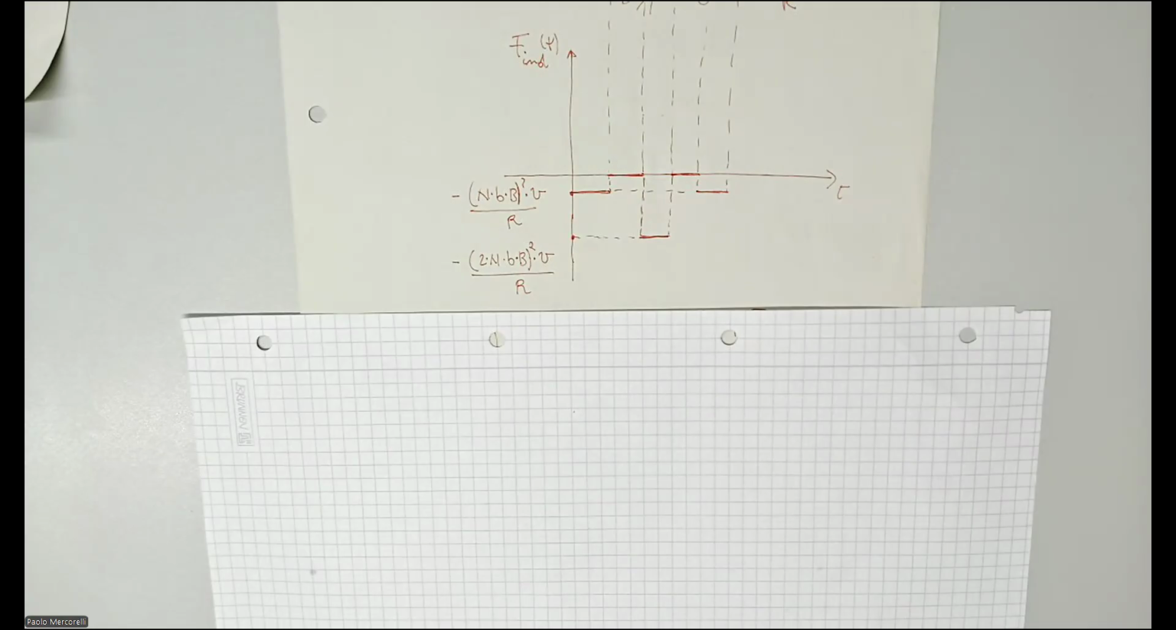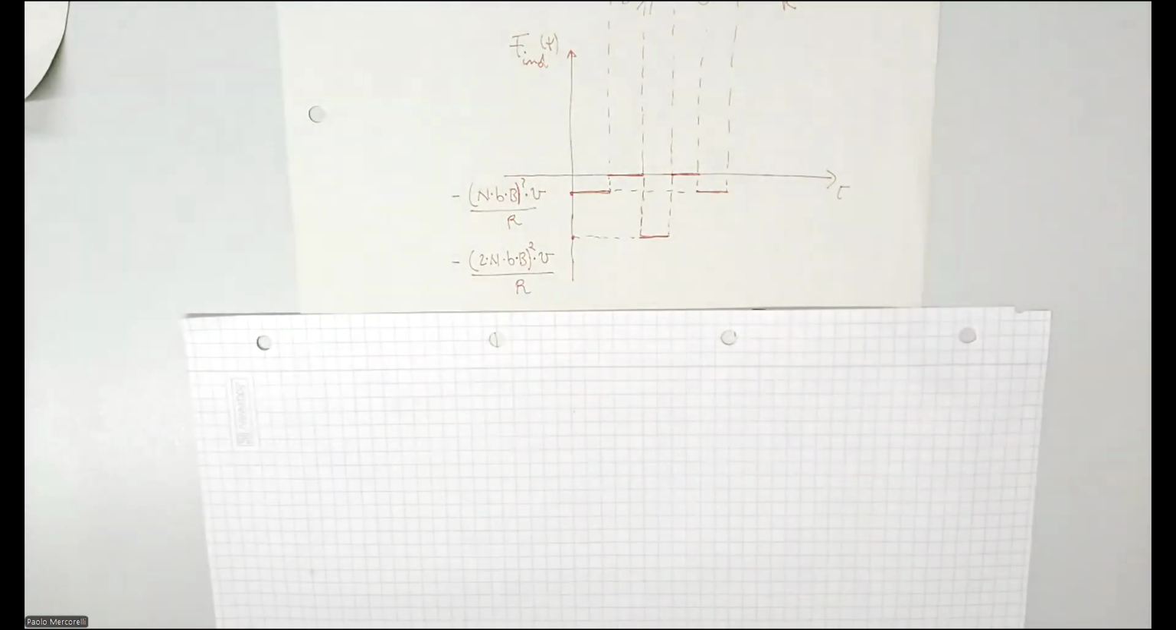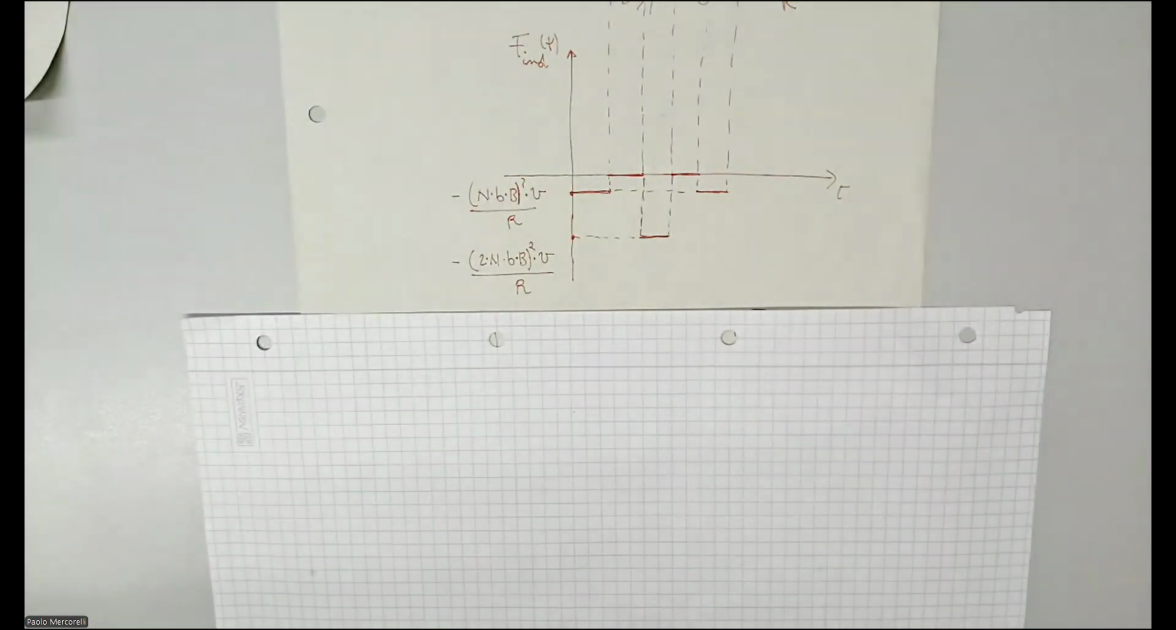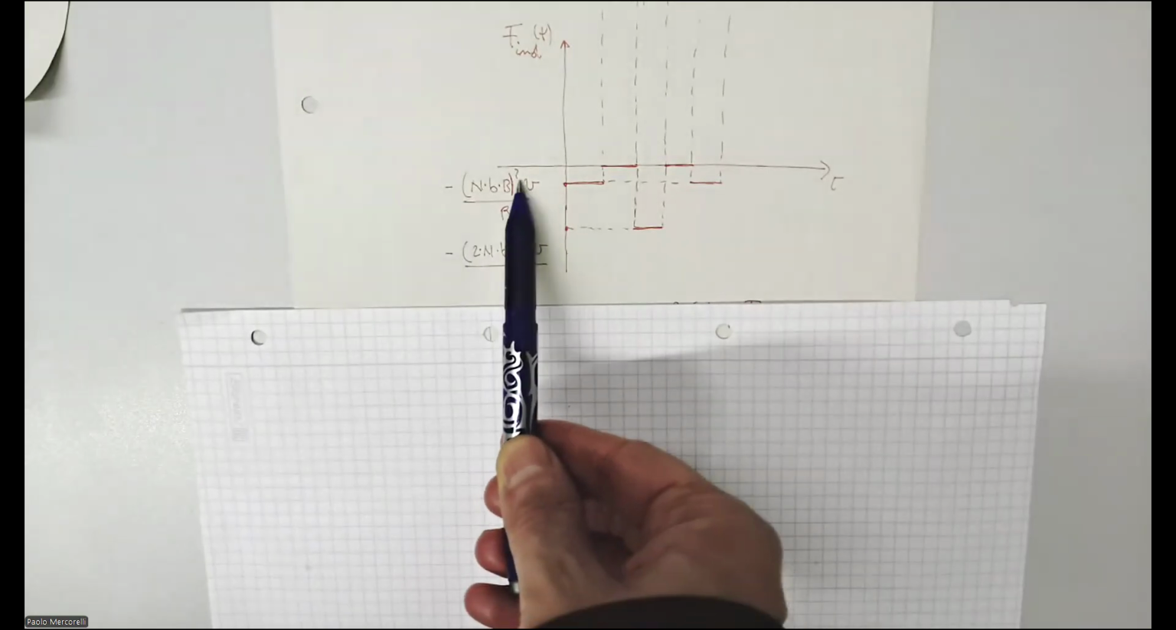You remember the idea? The current, which multiplies the length involved in the flux, which is N multiplied by b, multiplied by B. The current was minus N multiplied by b, multiplied by B, multiplied by V divided by R, and I have to multiply by N b B. Therefore, this squared.